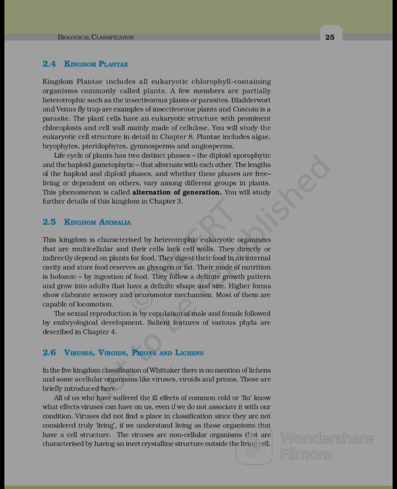Topic 2.6: Viruses, Viroids, Prions, and Lichens. In the five kingdom classification of Whittaker, there is no mention of lichens and some acellular organisms like viruses, viroids, and prions. These are briefly introduced here. All of us who have suffered the ill effects of common cold or flu know what effects viruses can have on us, even if we do not associate it with our condition.